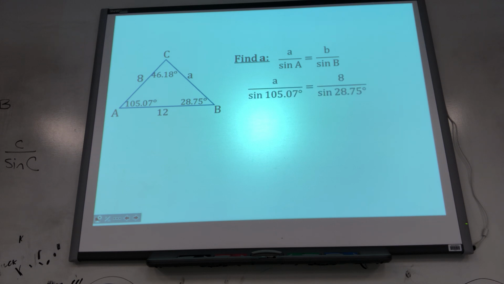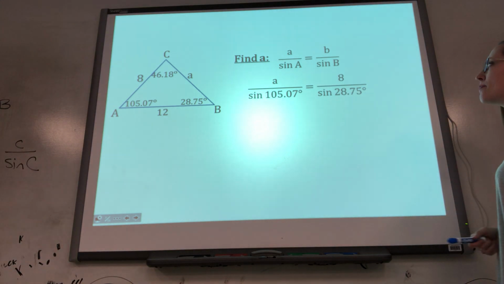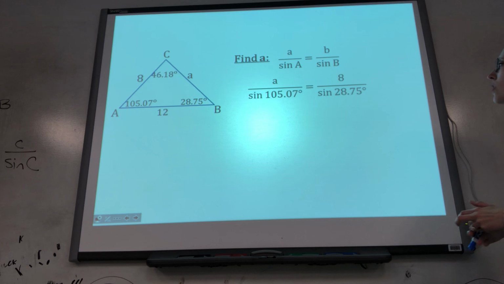Looks good. So here we go. Little a is still a variable. That's what we're trying to find. Over sine of 105.07 degrees equals 8, that was little b, over sine of 28.75 degrees.